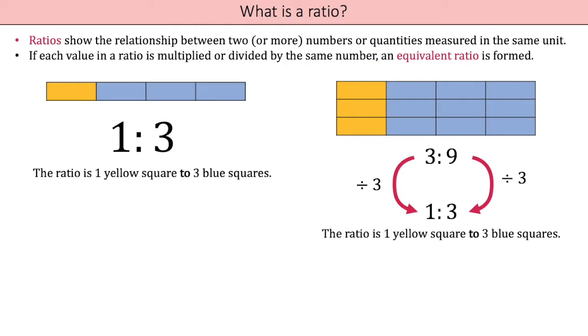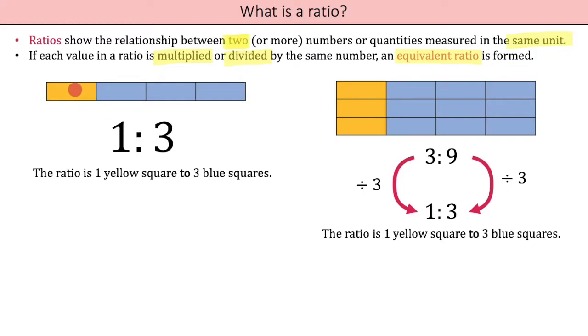A ratio, let me get out my highlighter, shows the relationship between two or more numbers or quantities measured in the same unit. This year, we're only going to be focusing on two numbers or quantities measured in the same unit. If each value in a ratio is multiplied or divided by the same number, an equivalent ratio is formed. So let's just look at a few examples here.